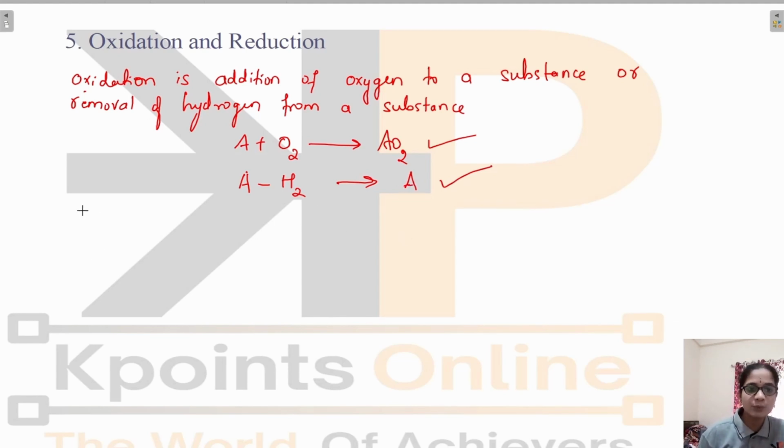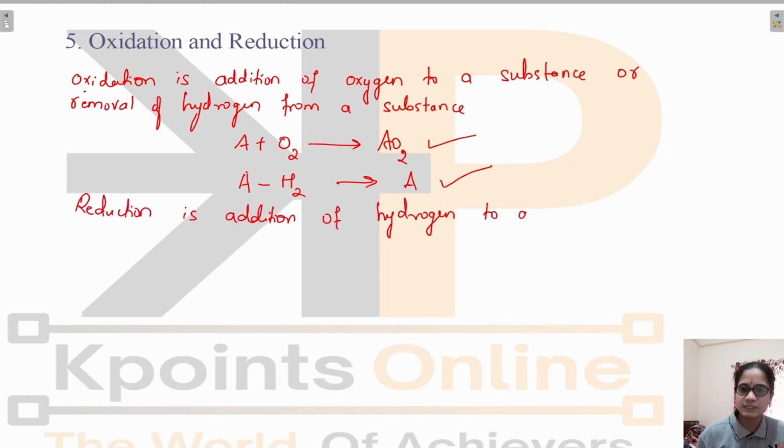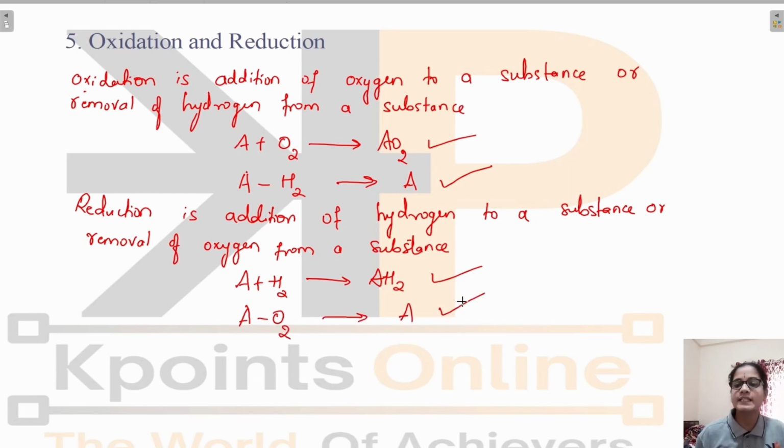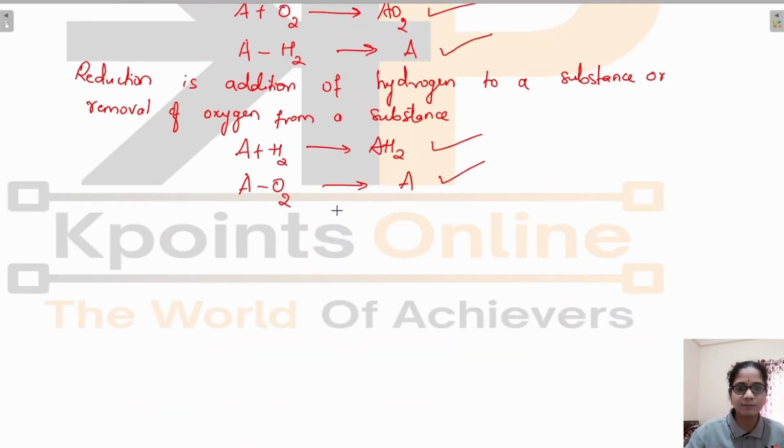Okay, then what do you mean by reduction? It is quite opposite. Reduction is addition of hydrogen to a substance or removal of oxygen from a substance, then it is called reduction. Suppose we are adding hydrogen here, it is called reduction. If we are removing oxygen, then also it is called reduction. Okay, this is a general idea about oxidation and reduction. Let us see the examples for them.